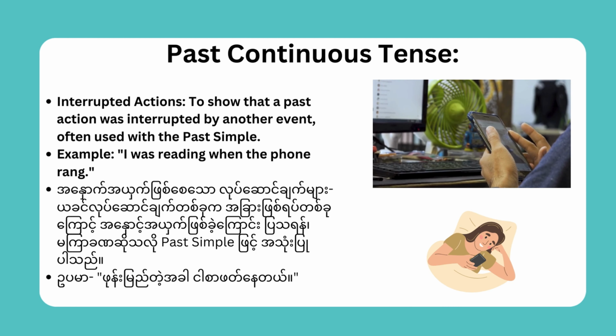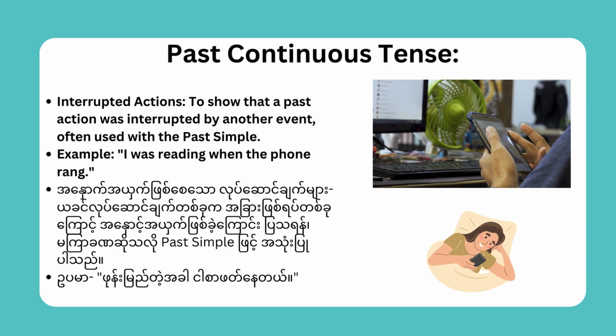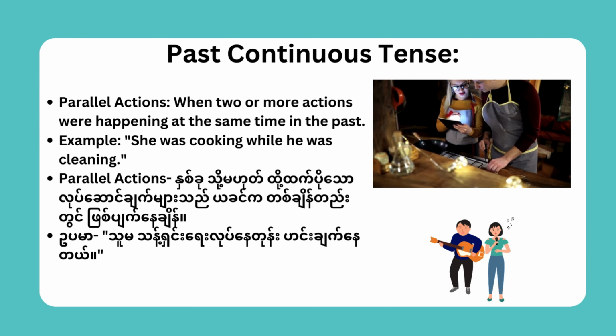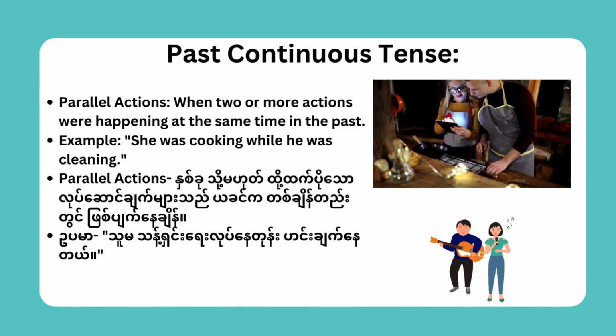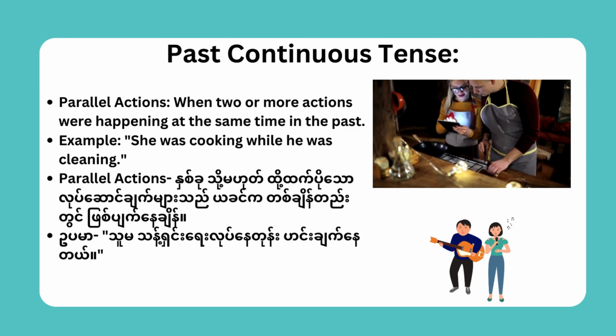Interrupted actions: to show that a past action was interrupted by another event, often used with the past simple. Example: I was reading when the phone rang. Parallel actions: when two or more actions were happening at the same time in the past. Example: she was cooking while he was cleaning.